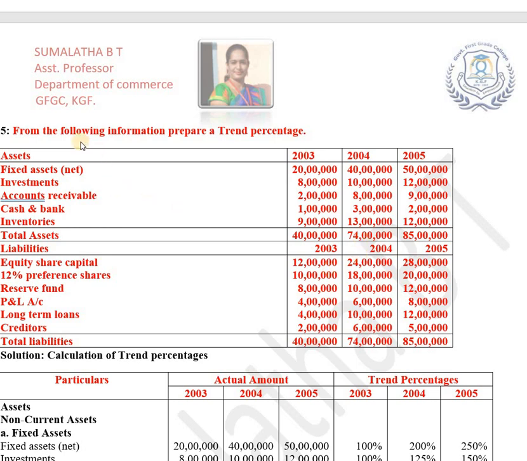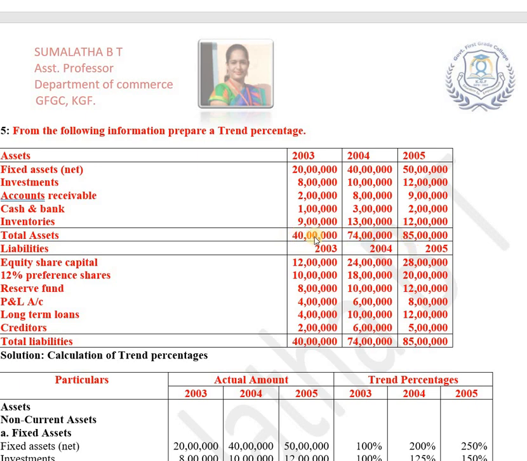When we go for checking out the next problem, from the following information, prepare the trend percentages. Again 2003, 4, 5, 3 years information is being given. And here fixed assets investment, that is long term investment, two are given. Current assets: account receivable, cash and bank, inventories. These all again come under one category. And next total assets 40 lakhs, 74, 85.